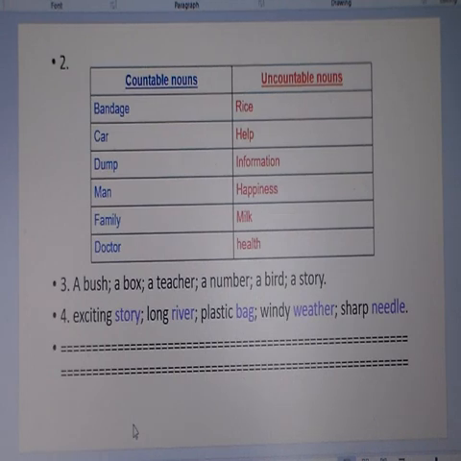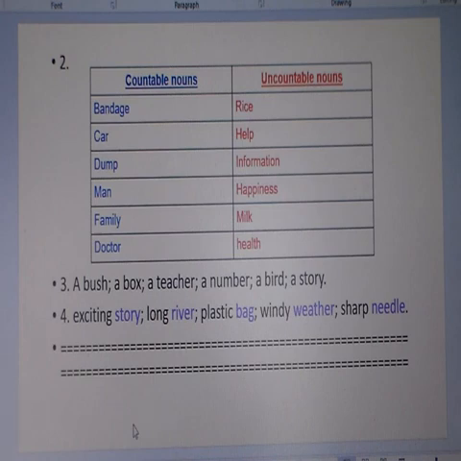They've given you a couple of nouns which you had to divide into either countable or uncountable nouns. I asked you to answer the questions exactly as they are specified in your textbook, so I think you had to draw your table here. On the left hand side we have countable nouns again, and on the right hand side uncountable nouns. So your countable nouns are bandage, car, dump, man, family, and doctor. Uncountable, rice, help, information, happiness, milk, and health.